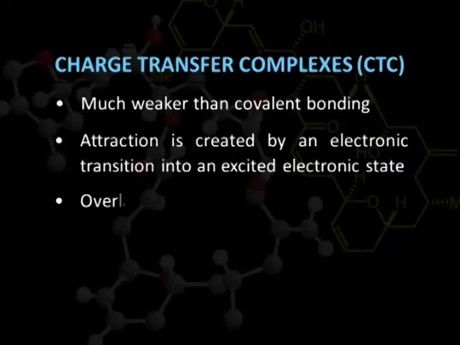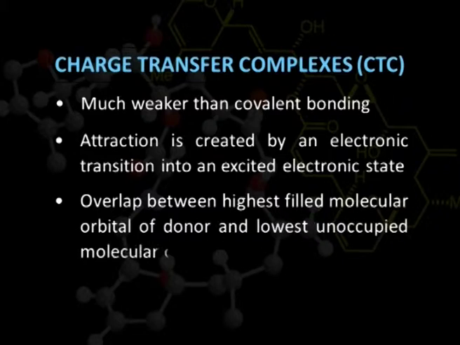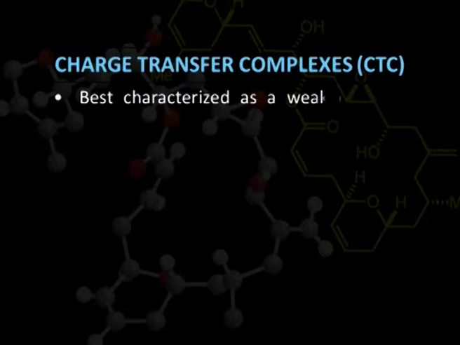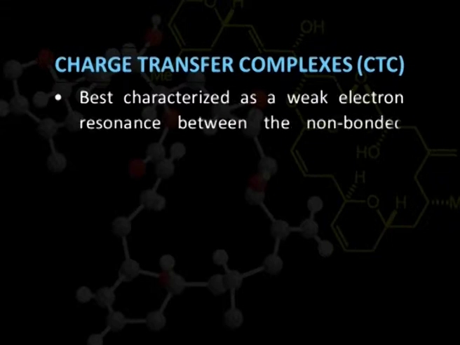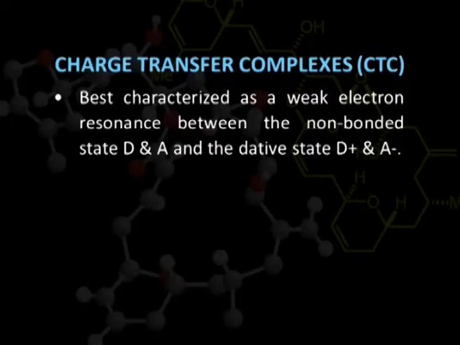It is also proposed that there exists some overlap between the highest filled molecular orbital of the donor, which is donating its electron, and the lowest unoccupied molecular orbital of the acceptor, which is accepting the electron due to its electron deficient nature. This interaction can be best characterized as a weak electron resonance between the non-bonded state D and A, when they are interacting by van der Waals forces, and the dative state D plus and A minus.